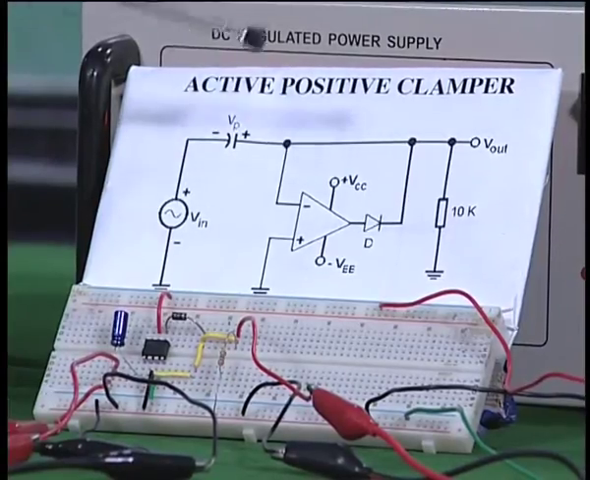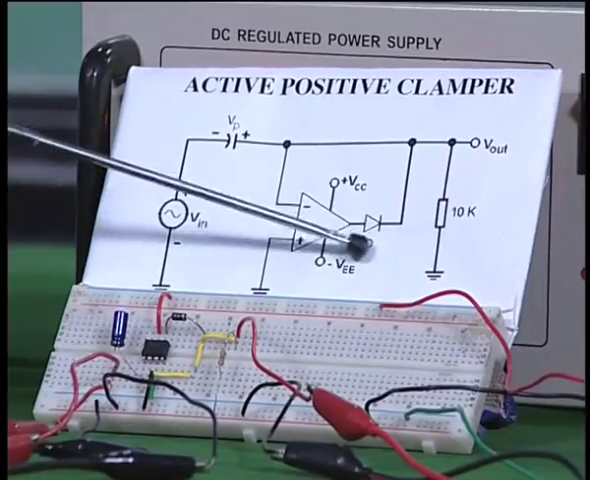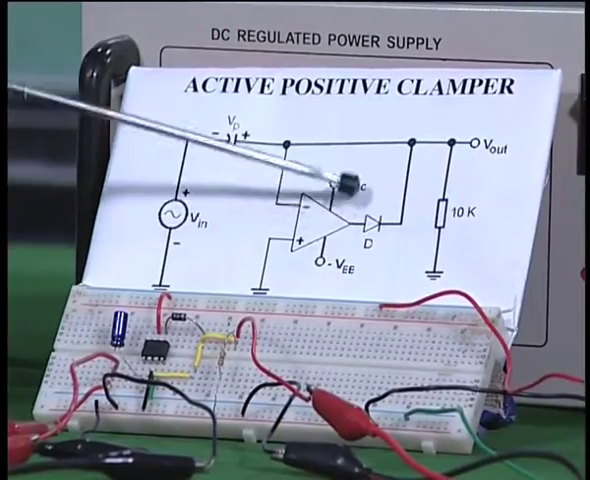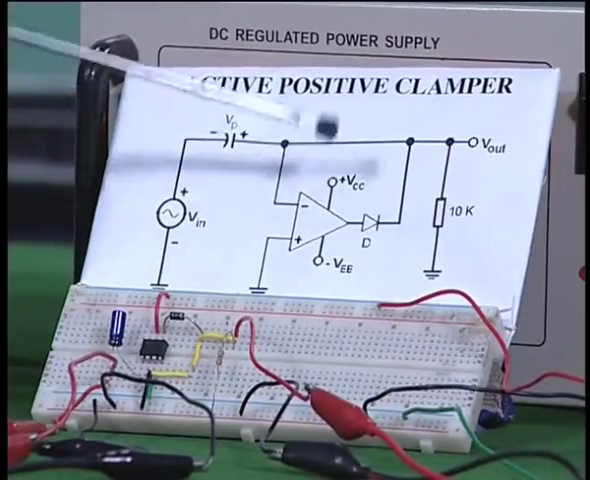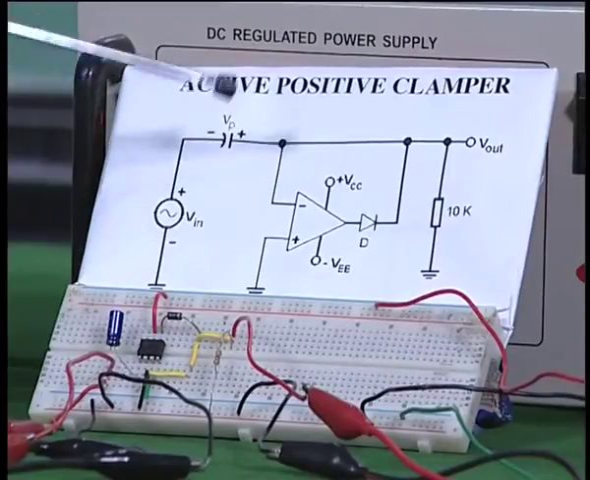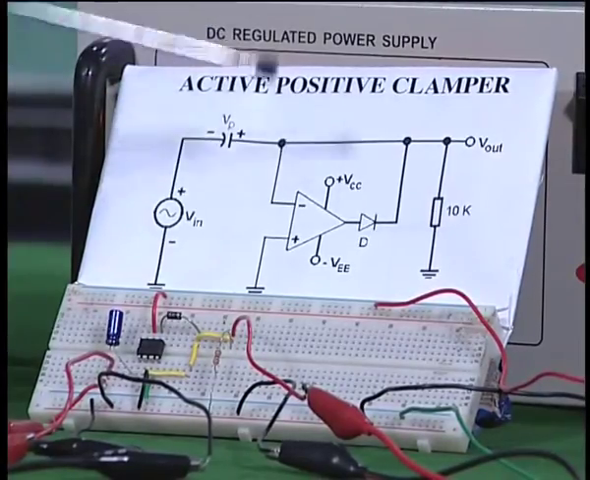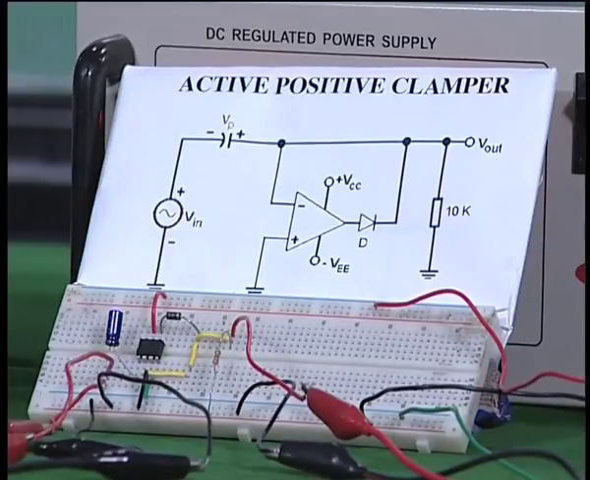Just as we saw now on the positive side, you can go to the negative clamping by just interchanging the diode, turning it through 180 degrees. You can turn it and then redraw the circuit, and you will be able to get a negative clamping. The positive clamping and negative clamping are also very useful in different applications in electronics.